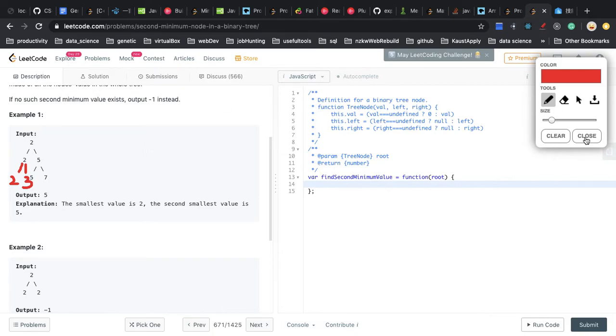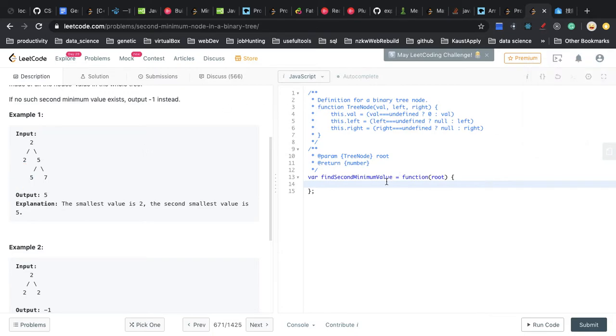Therefore, we need to write some escape conditions. So first escape condition: if the root we are visiting doesn't exist, we just return -1. And if the left node and the right node of our current node don't exist, which means our current node we are visiting is a leaf node, so we just return -1.